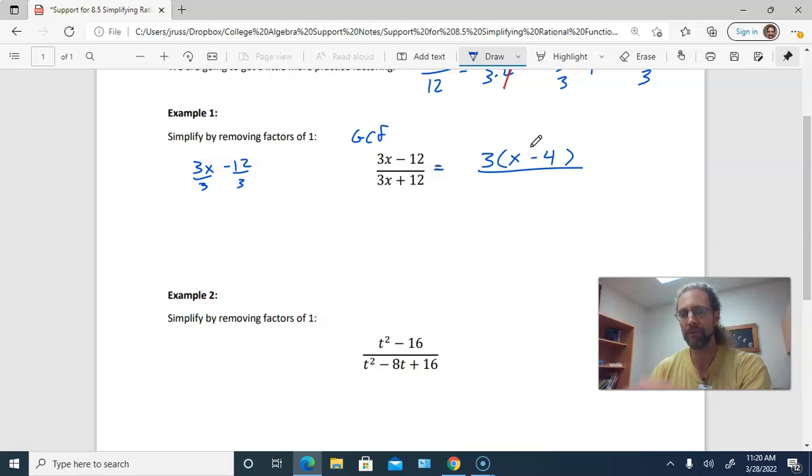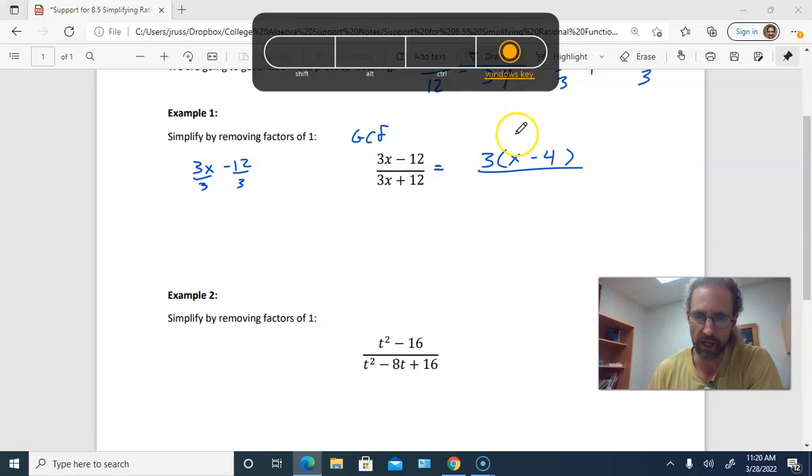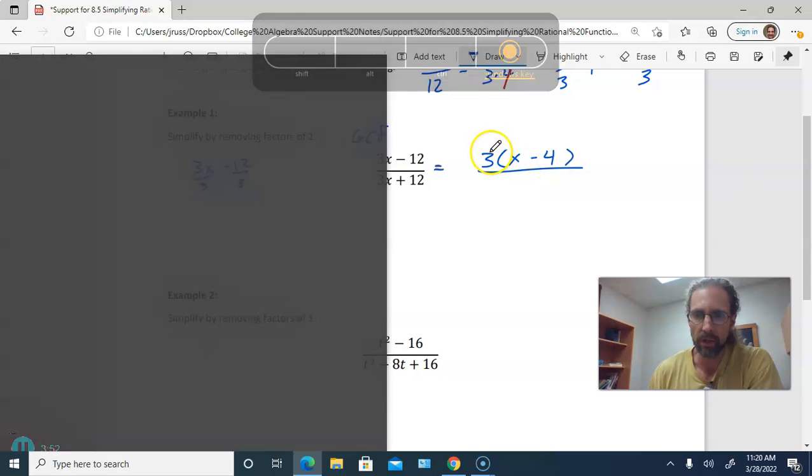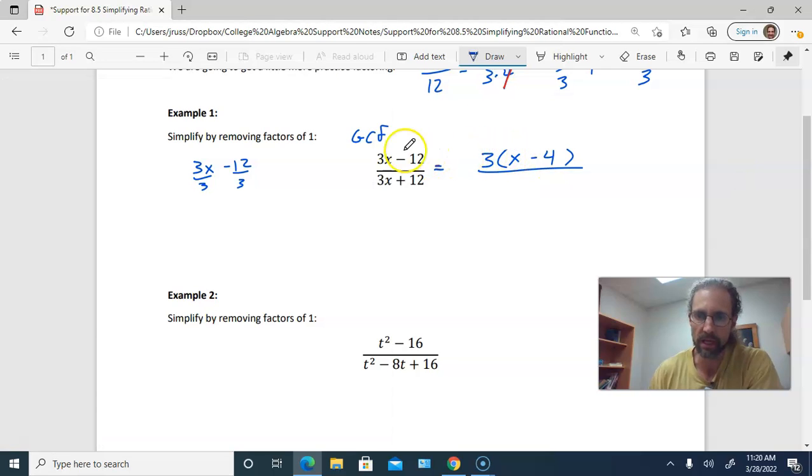And with factoring, if you remember guys, you can always check by multiplying. So if I distribute this 3 times x will give me back the 3x, and then 3 times negative 4 gets me back the negative 12. So you can always check these. And the same thing's going to happen on the bottom. We're going to need another GCF. That's the only way you can factor that bottom binomial. And you can do it the same way. Divide by 3. So that's going to leave us with an x plus 4 in this case.